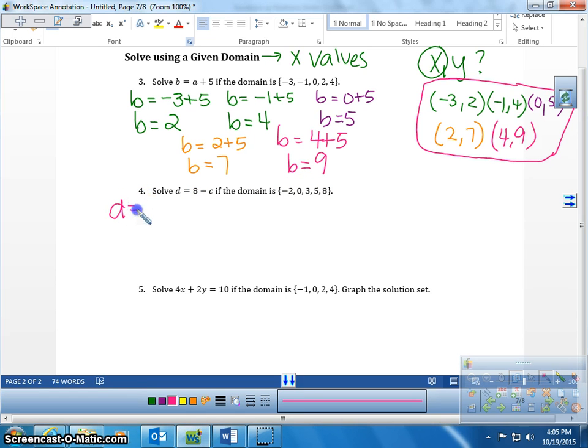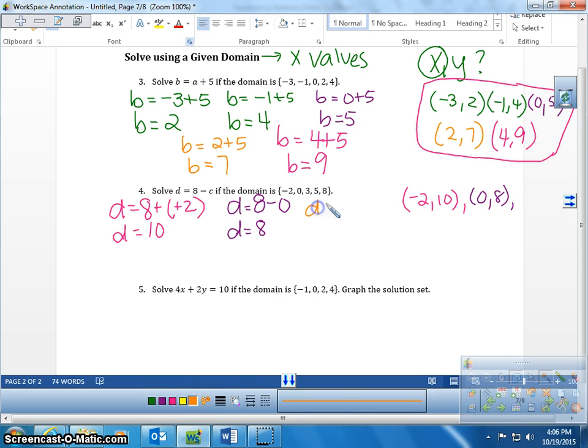So d is equal to 8 minus, be careful, negative 2. Don't leave this negative off. So d is equal to, when you have two negatives side by side, they become positive. So 8 plus 2 is 10. So my first ordered pair is negative 2, 10. My next ordered pair, I'm going to plug in 0. So d equals 8 minus 0. So d is equal to 8. So the ordered pair is 0, 8.